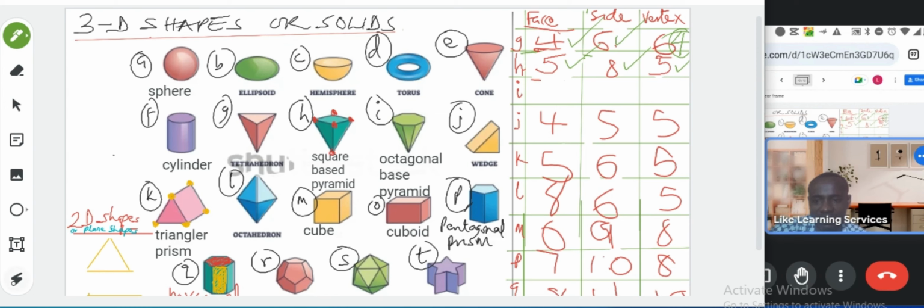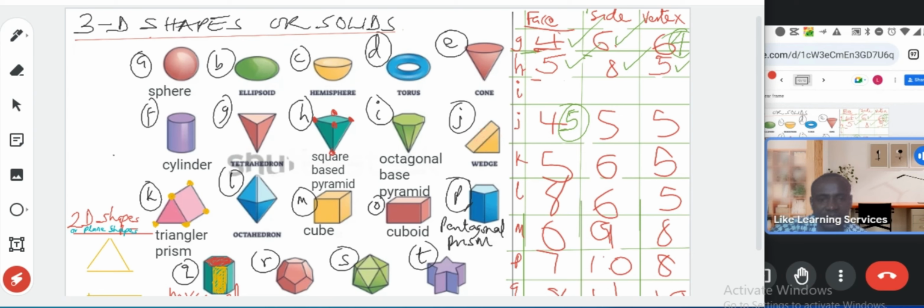Let's go to J. J, faces. 1, 2, 3, and 4. There's 1 opposite to this one. No, it's more. 1, 2, 3, 4, and there's 1 below it. 5. The base. 1, 2, 3, 4, and then the base. Did you see it? It's actually 5.